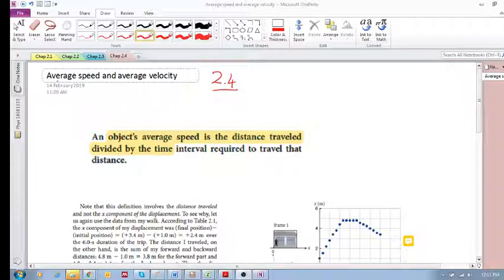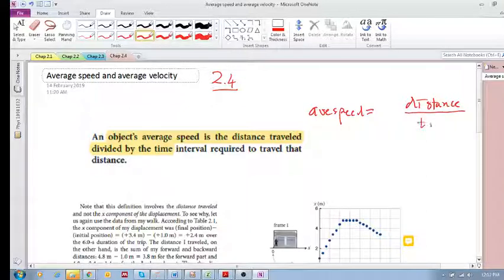Okay, let's have a look at section 2.4, average speed and average velocity. Let's just jump straight into it. An object's average speed is the distance traveled divided by the time. So average speed is distance divided by time.